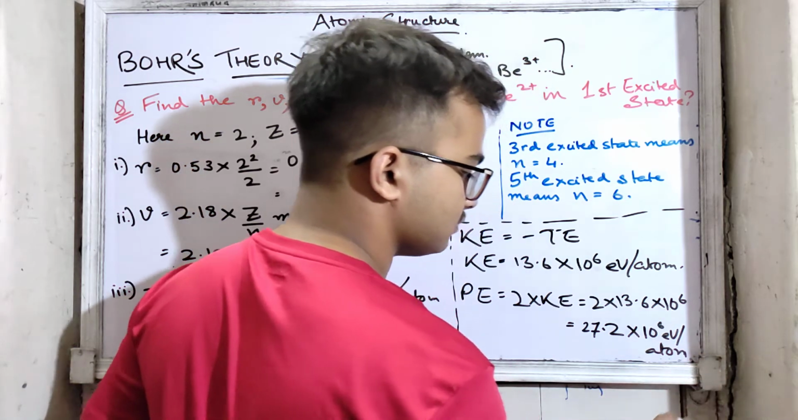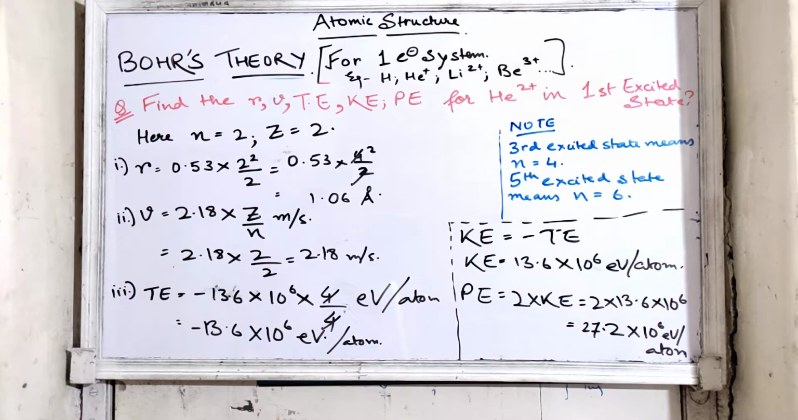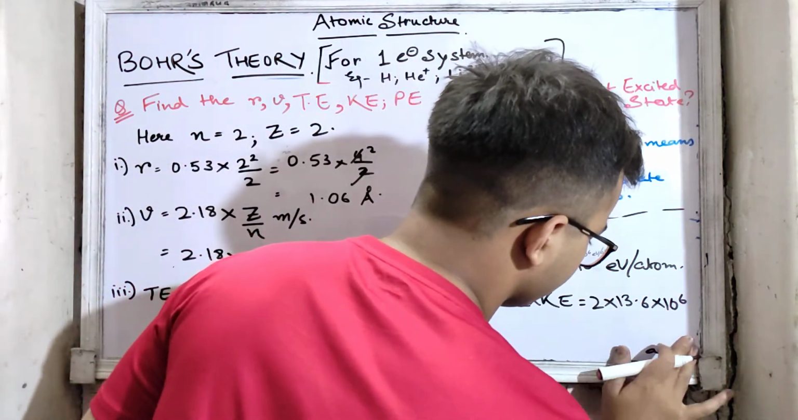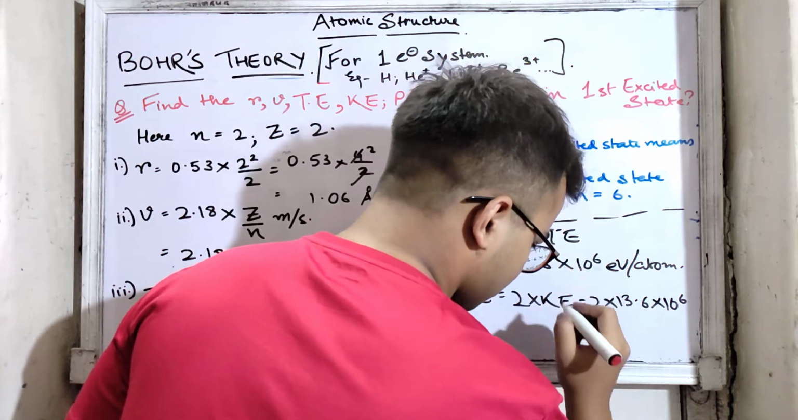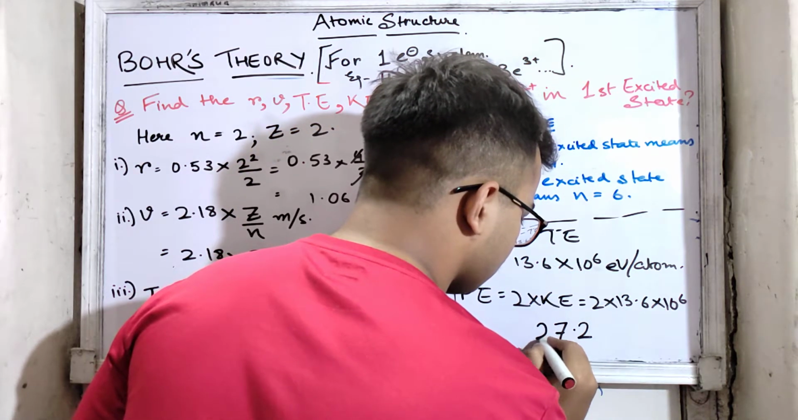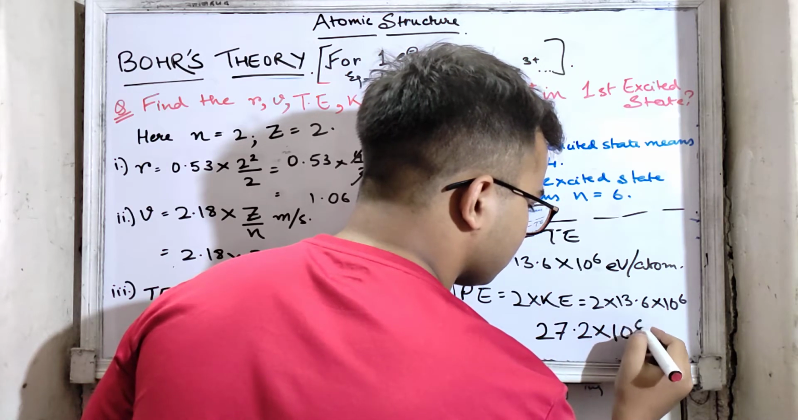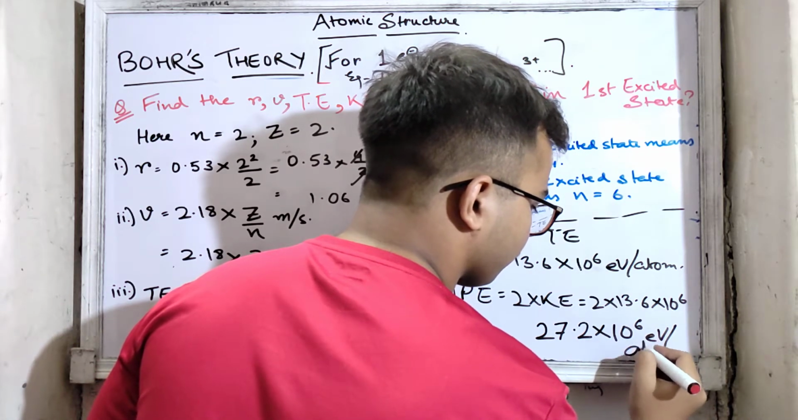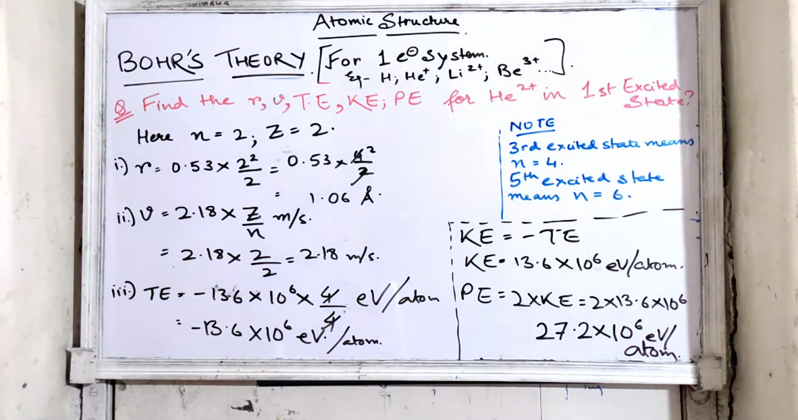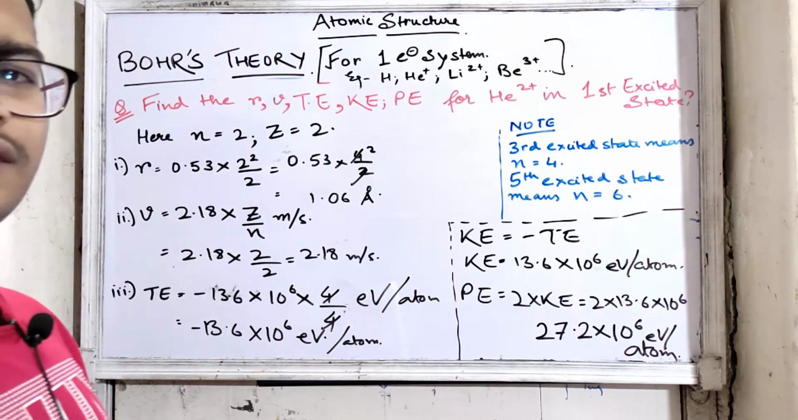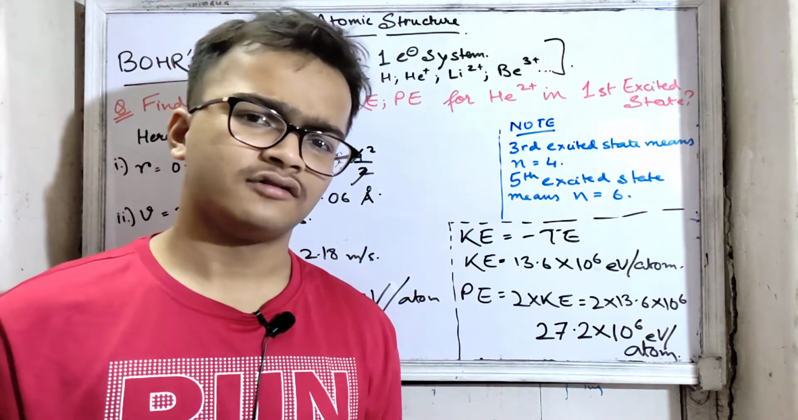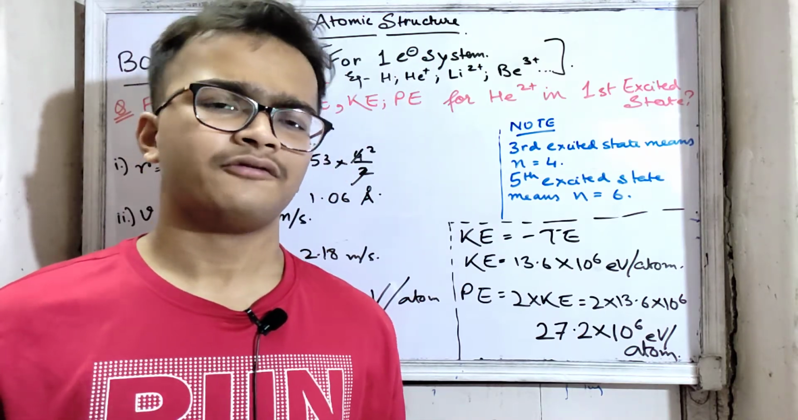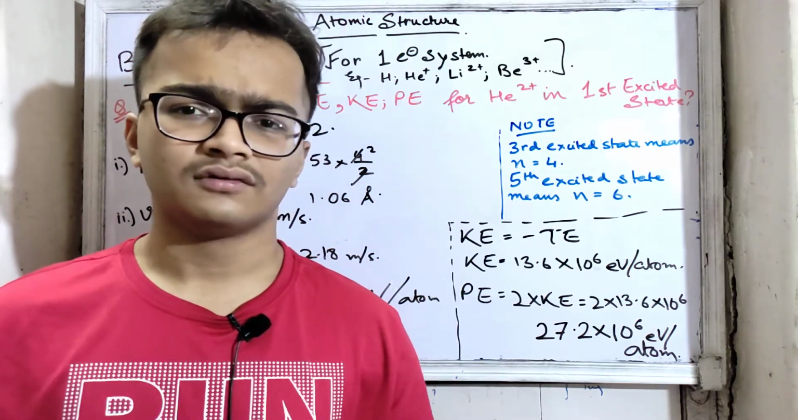I hope this portion is visible. Let me check. Yes, fine, this is visible. So next let's make this one a bit more prominent. It is coming 2.72 into 10 to the power 6 electron volt per atom. Okay, so this was the numerical from the Bohr's atomic theory. So copy it. After this we will move to the hydrogen spectrum, where we will learn about Bohr's formula, so copy it. I am coming.